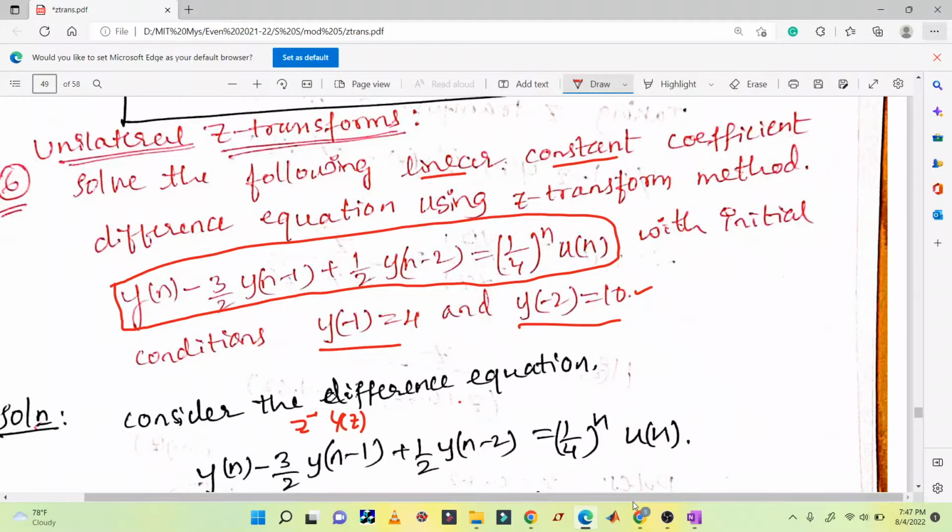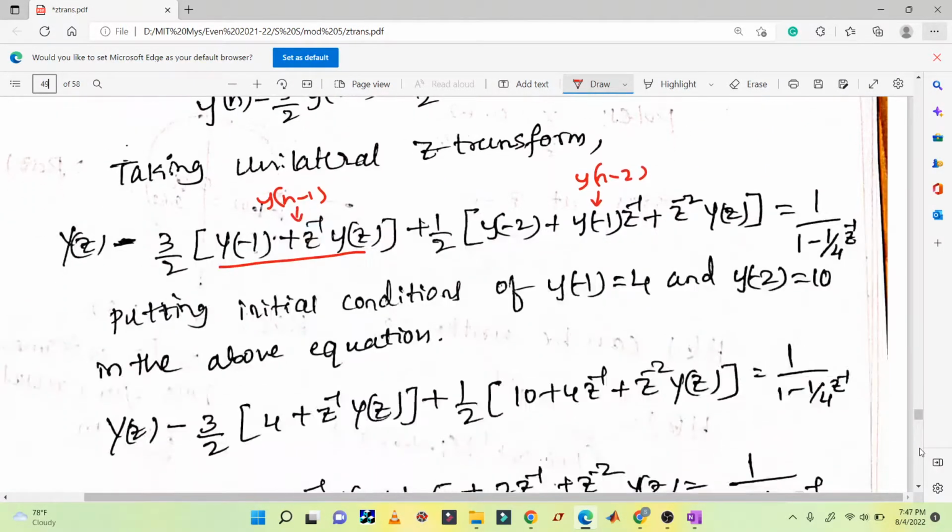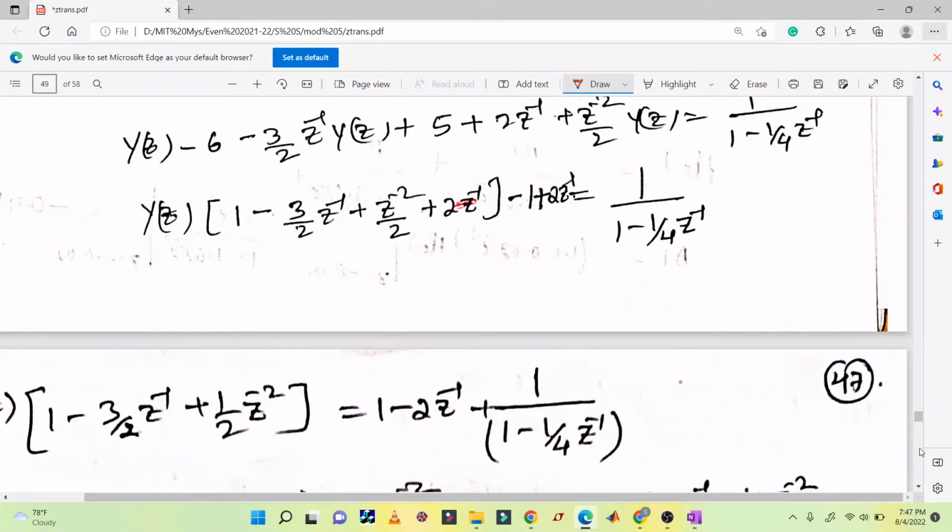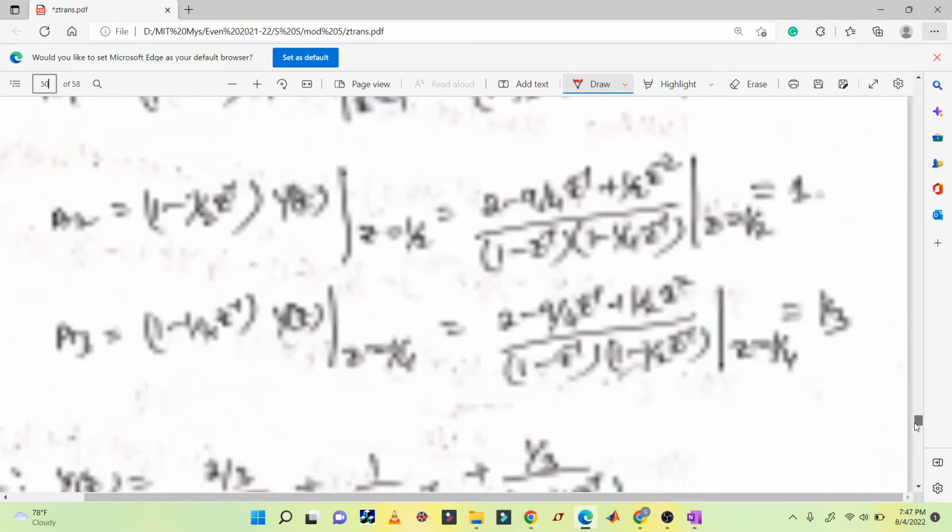After that, we have to cross multiply and simplify the Y of z equation, which is similar to what we have done earlier. Correct? This is what we have got now. Till here, it is same.